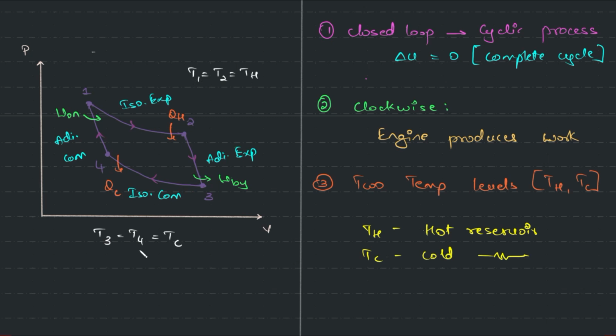So there are quite a few things happening. Regarding temperature, we have to make a note of it. Regarding energy coming in and energy going out, we have to make a note of it. Work being done by the system and work being done on the system also have to be taken note of. Because it's a full-fledged closed loop and we are talking about an ideal scenario, delta U is 0. Because it's clockwise, the engine produces work. Such facts we need to know.